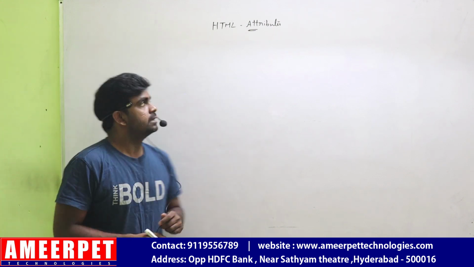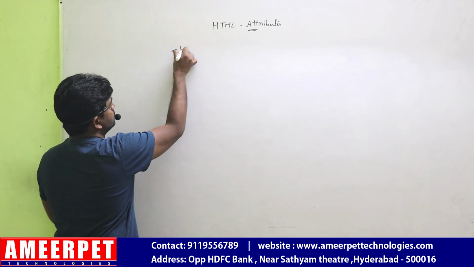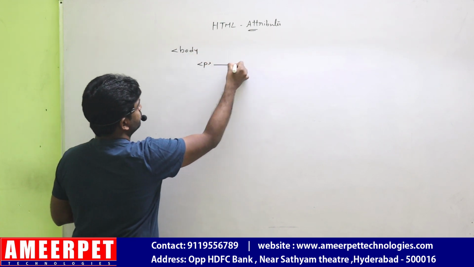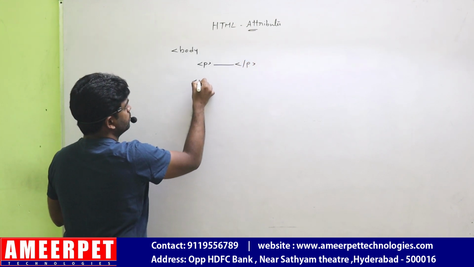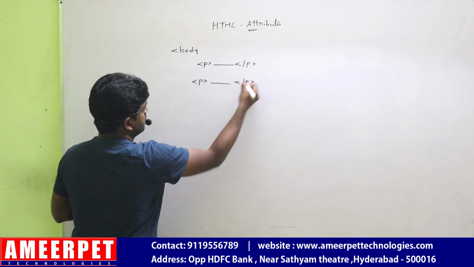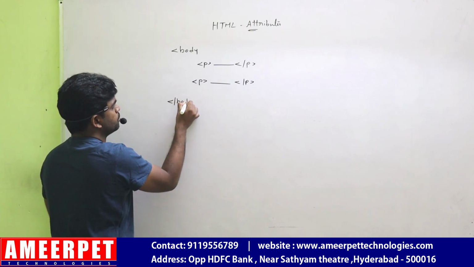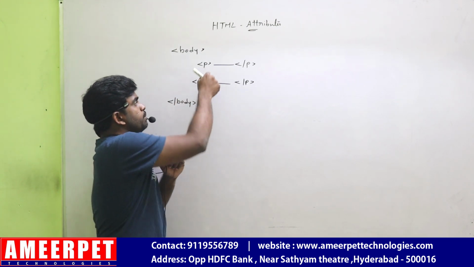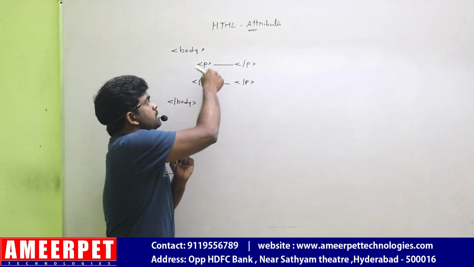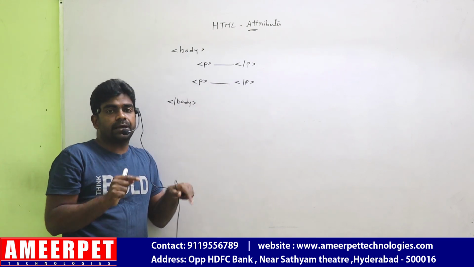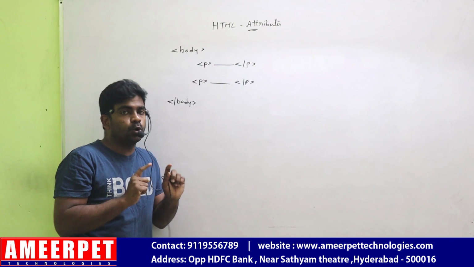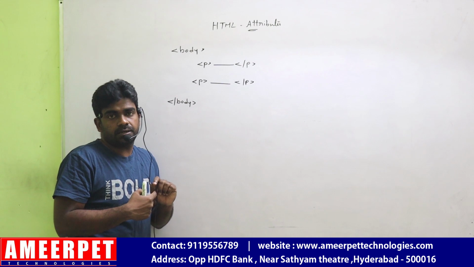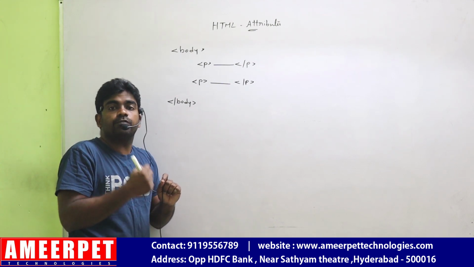It's very simple. Suppose you are writing the code like this: body, and you add some paragraphs. You have defined some content as paragraphs, and then you close the body. Now when you run this program, it will display these two paragraphs with the body background color as white. But I just want to change the background color to some other color. That is called a property of body.